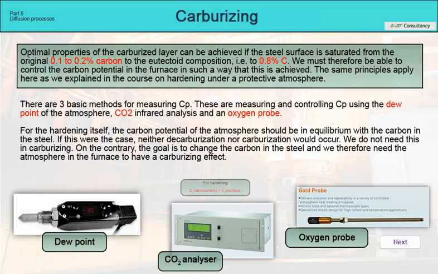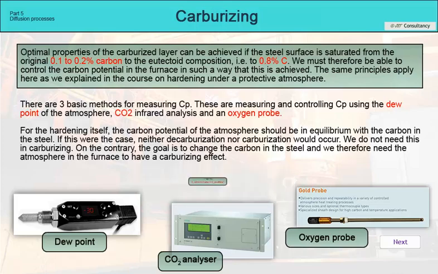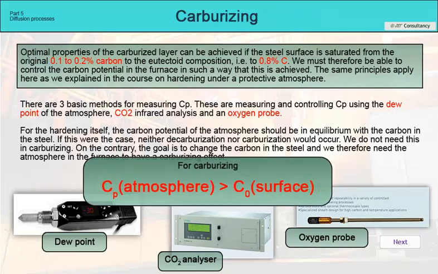For the hardening process, the carbon potential of the atmosphere should be in equilibrium with the carbon in the steel. If this were the case, however, neither decarburization nor carburization would occur. We do not need this in carburizing. On the contrary, the goal is to change the carbon in the steel, and we therefore need the atmosphere in the furnace to have a carburizing effect.